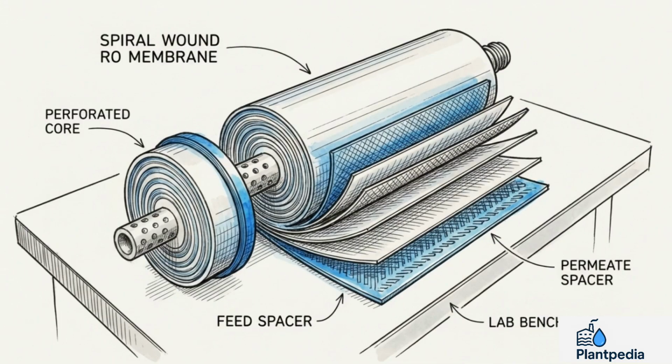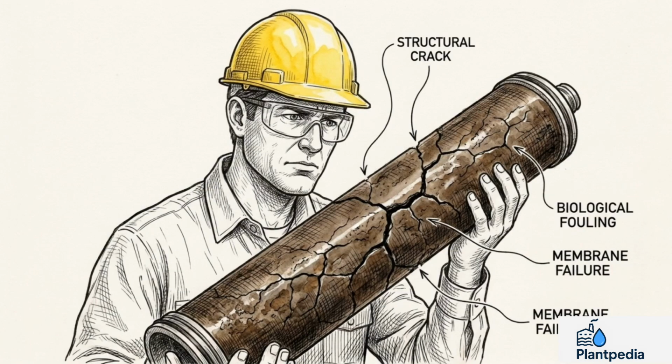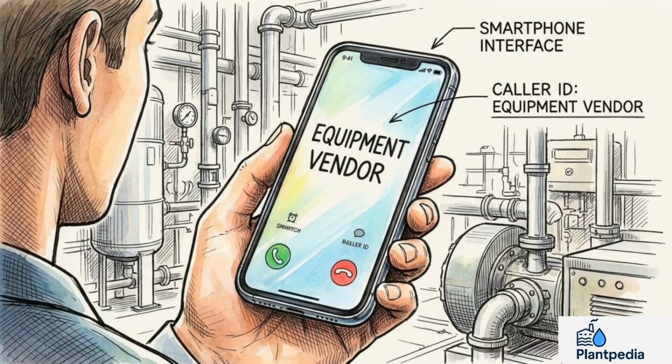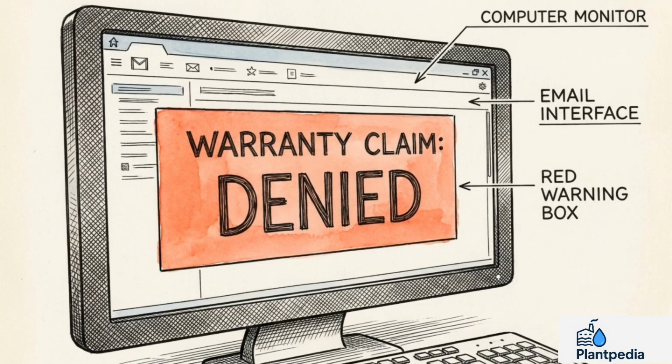Industrial reverse osmosis membranes are engineered with a multi-year lifespan, yet plant managers routinely watch these heavy-duty assets fail within a few months of installation. When you call the vendor to investigate the failure, you almost always get the exact same generic explanation. They will blame it entirely on scaling.